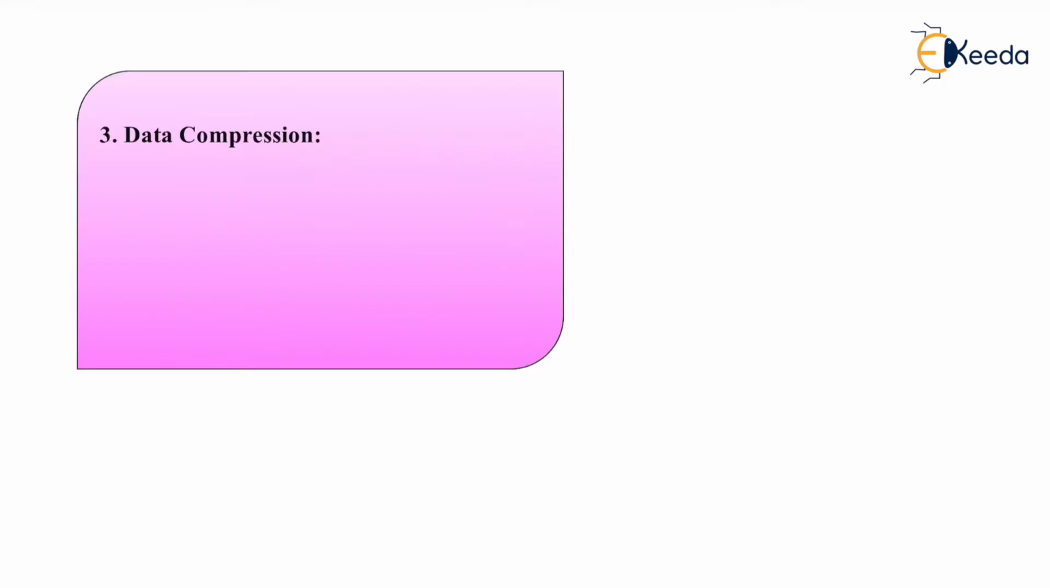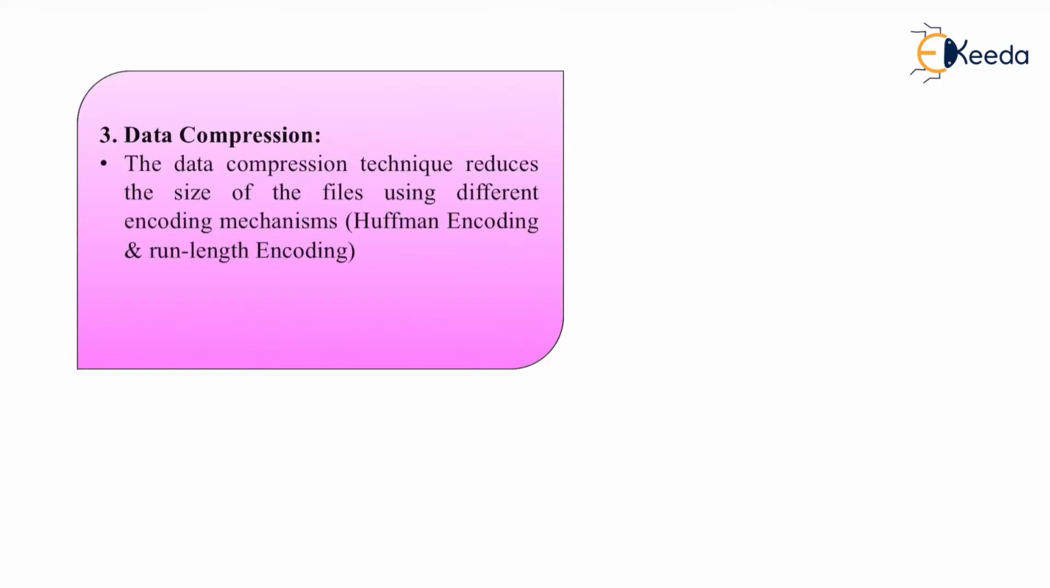Third is data compression. The data compression technique reduces the size of the file using an encoding mechanism like Huffman encoding, run-length encoding, etc. So we can divide it into two types based on their compression techniques.